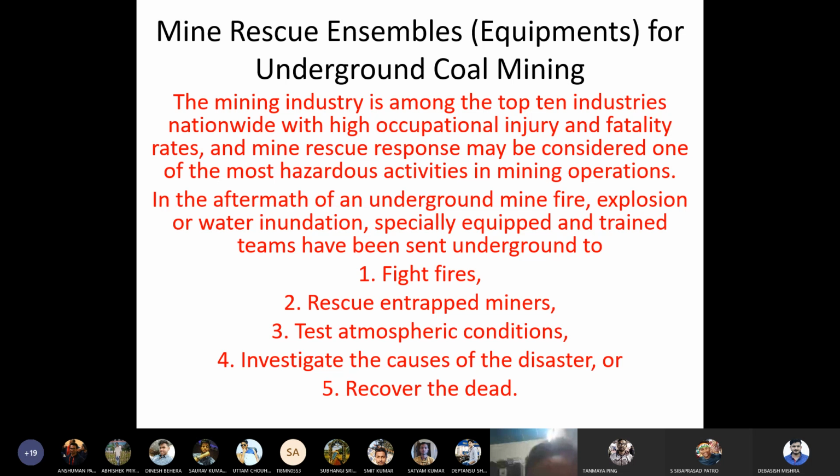So when the mine rescue people go down the mine for rescue operations, they have to use some equipment, which is called your mine rescue ensemble or mine rescue equipment. They use it to fight the fire, to rescue the entrapped miners, to test the atmospheric conditions, to investigate the cause of the disaster, and to recover the dead bodies. For that purpose, the mine rescue people have to go underground.